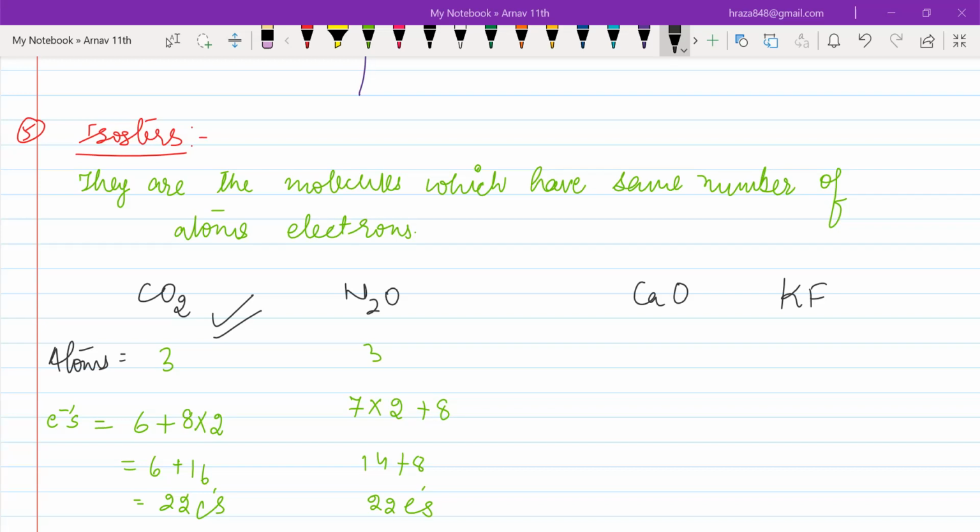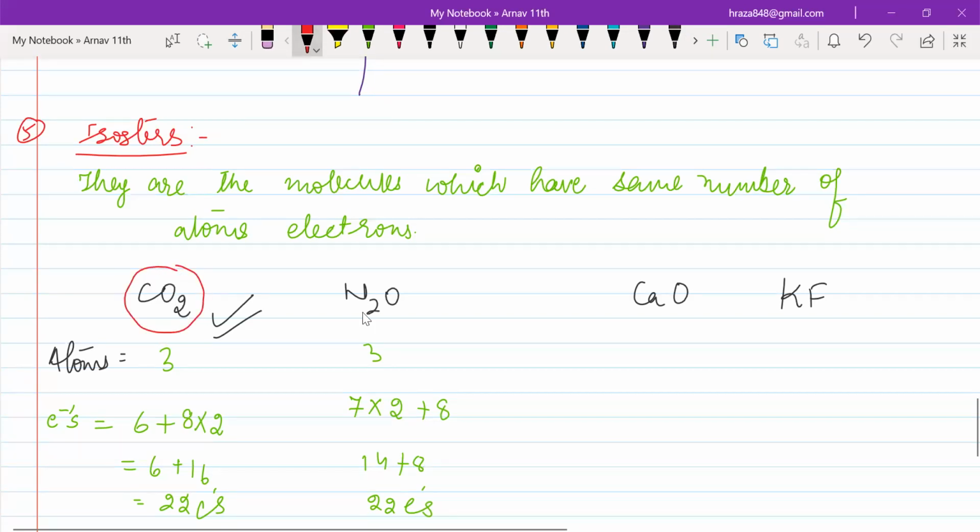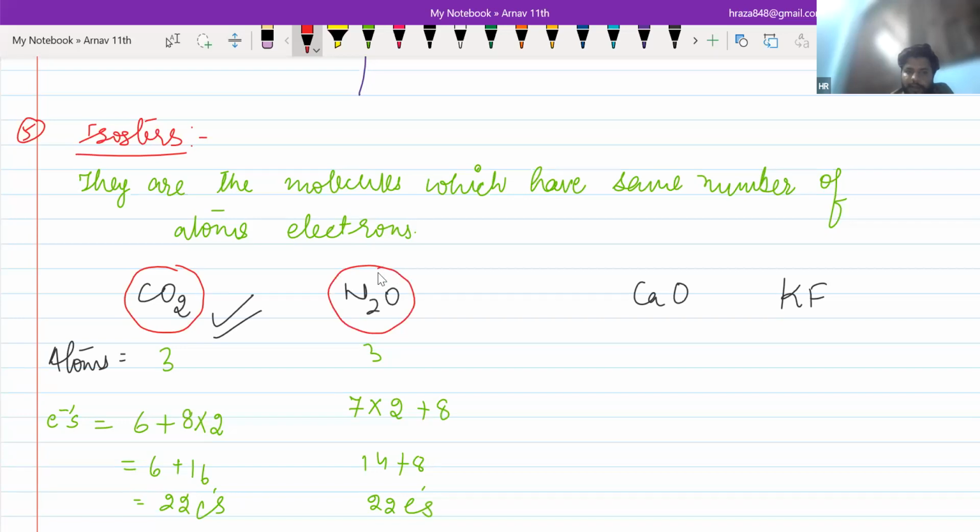So can you explain isosters again? Isosters are those which have the same number of atoms. If you see here, how many atoms are there in total? Three: 1 carbon, 2 oxygen. And how many atoms are here? Three. First of all, isosters are the ones which have the same number of atoms as well as the same number of electrons.